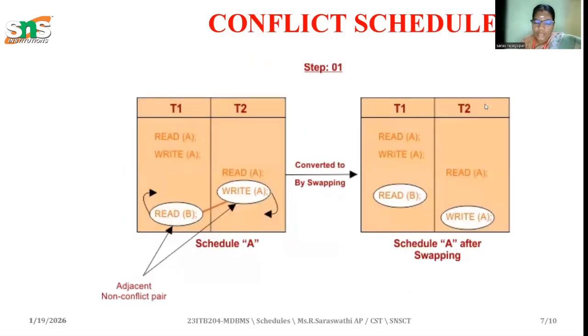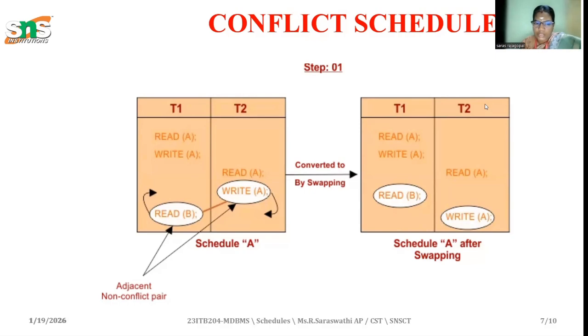A conflict schedule is used to determine whether the transactions conflict, that is, interfere with each other. Interference means that if you use a variable A in one transaction, and the same variable is used in another transaction T2, then there will be a conflict.